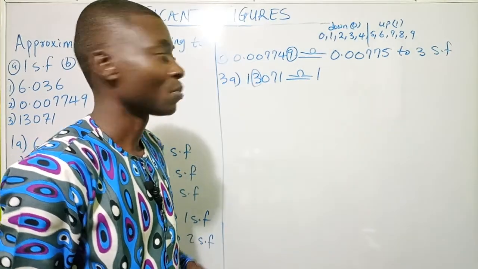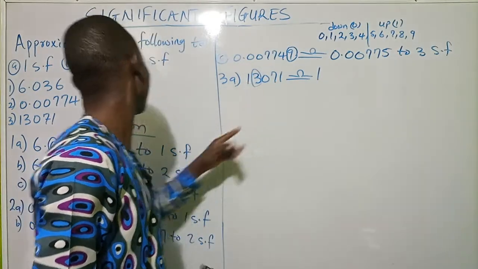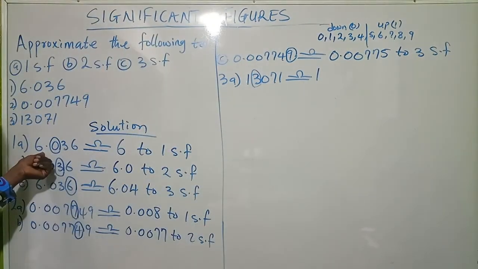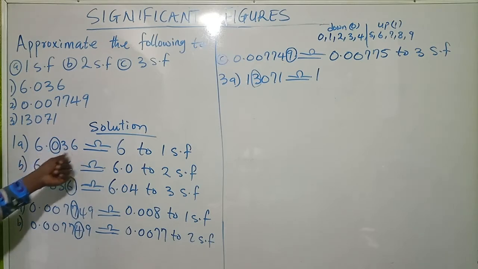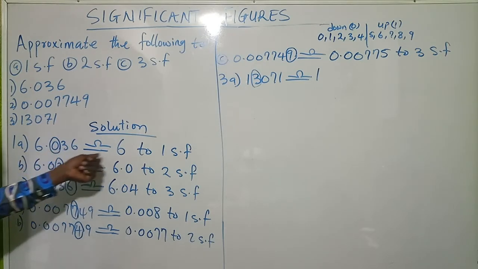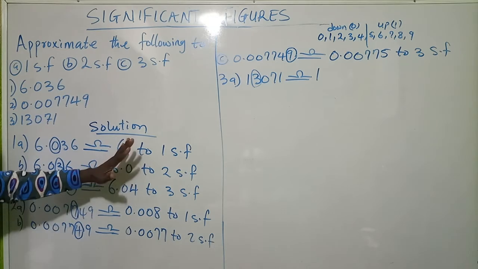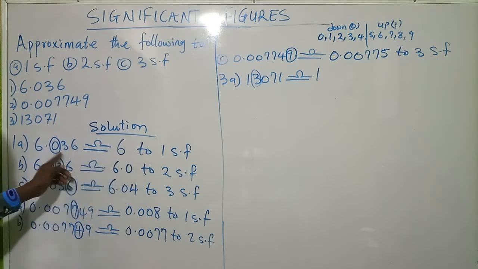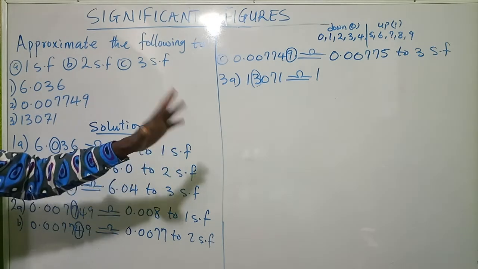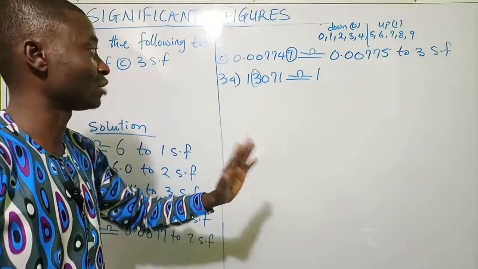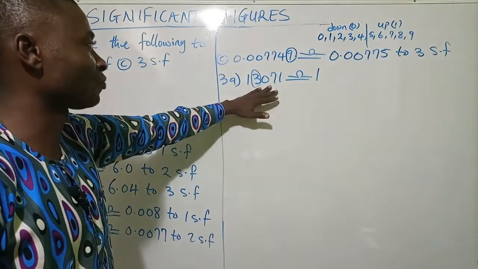To 0. But assuming that it's just a decimal, like in the case of number 1, you see this 6.036. Because it's a decimal, we just write only 6. This is accepted. This is correct. You cannot be writing 6.000. You don't need to do that. But if it's a whole number, you have to write the zeros.